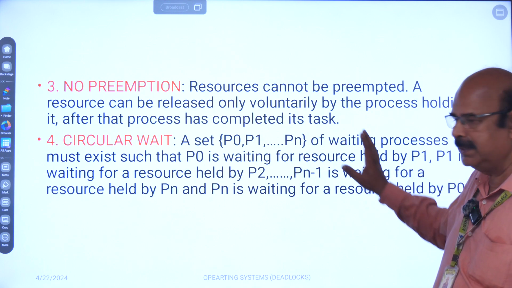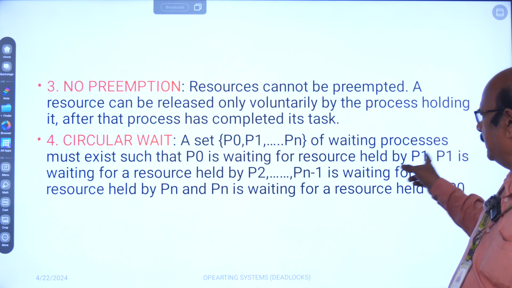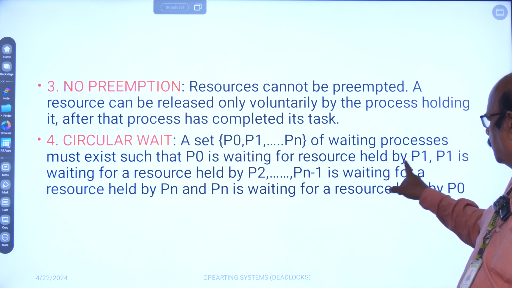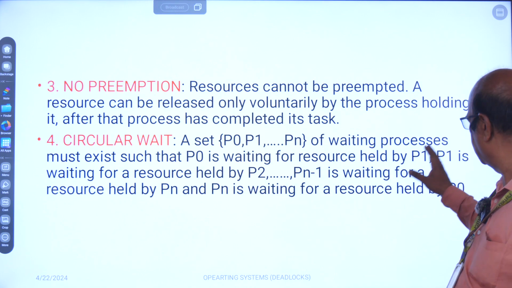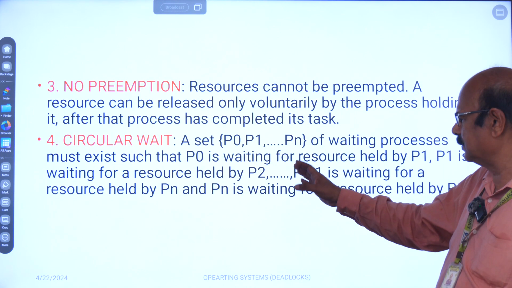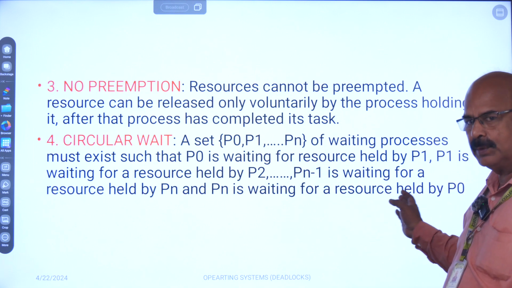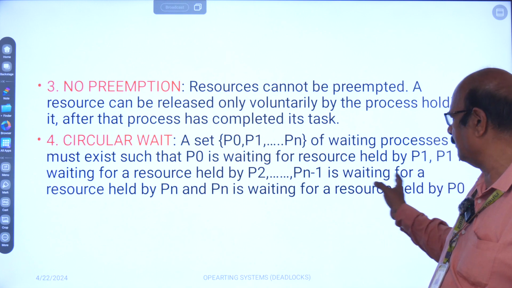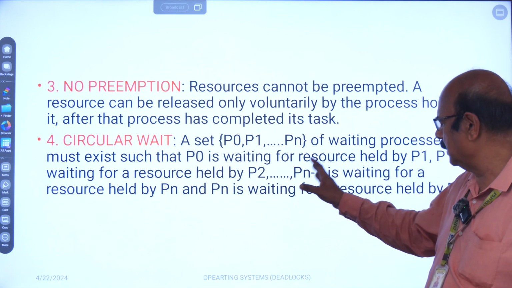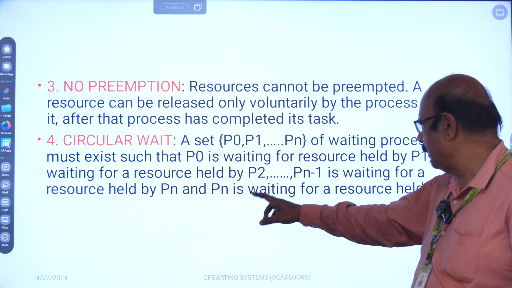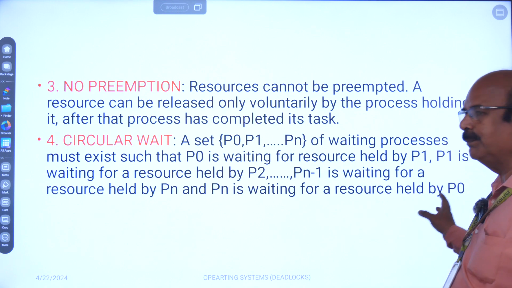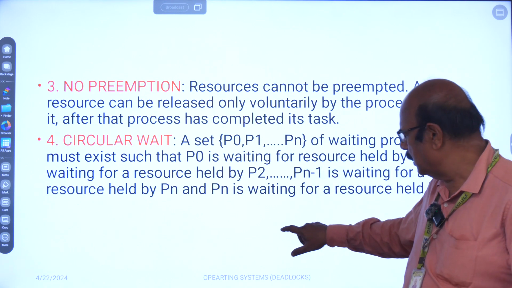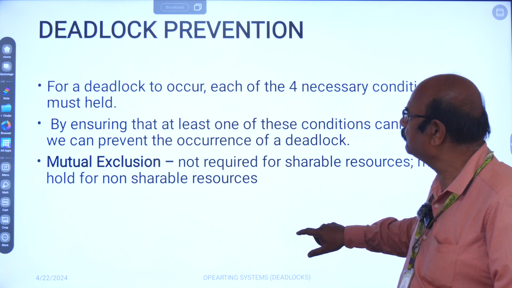P0, P1 up to Pn, there is a set of waiting processes such that P0 is waiting for a resource held by P1. Similarly, P1 is waiting for the resources held by P2. Like that it goes. Finally, Pn will be waiting for a resource held by Pn minus 1, and Pn is waiting for the resources held by P0. So the cyclic wait will be going on there. That also may be the reason for deadlock.